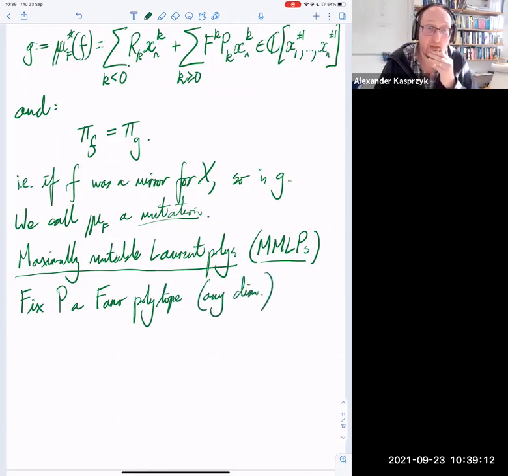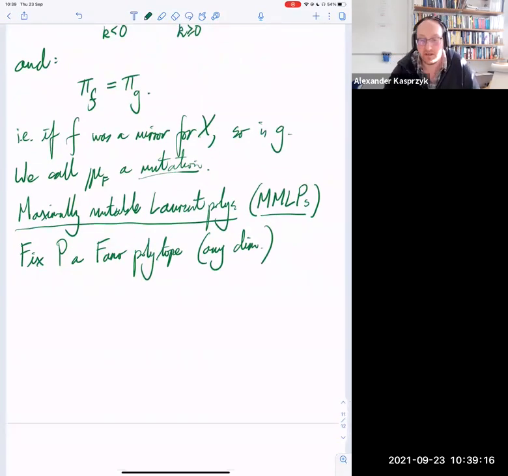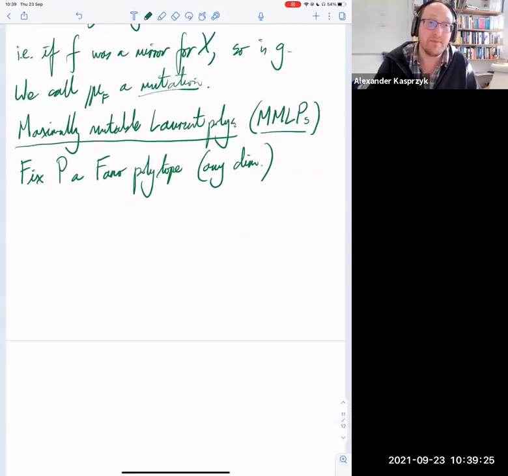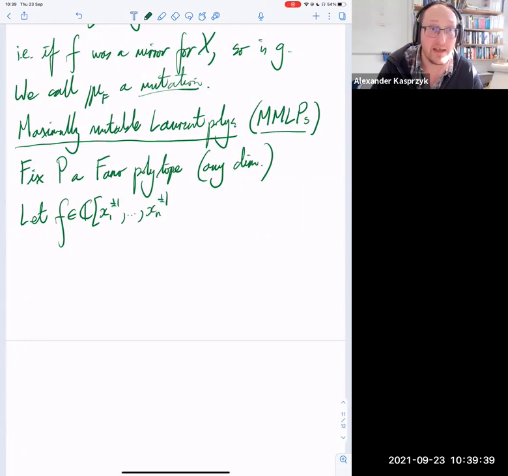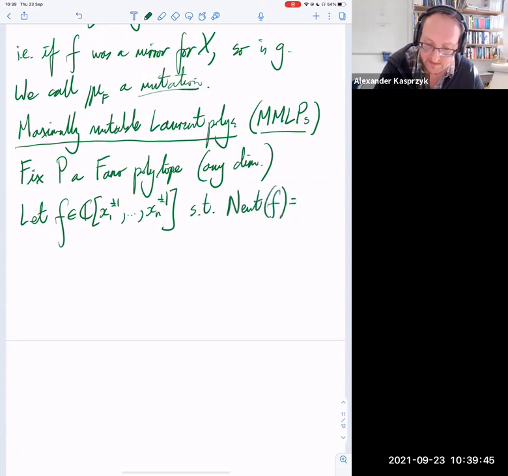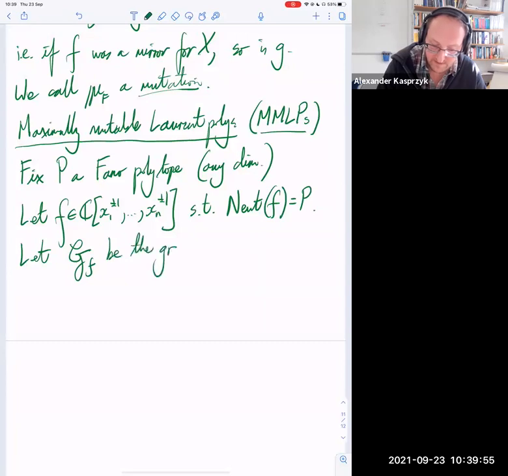Okay, and what I want to do is, again, just like the definition of mutation I gave was lacking some of the details, I'm going to miss out some of the details here, more to just give you a flavor of what the definition is. Look in the arXiv paper if you want the terrible details of this definition. So let F be a Laurent polynomial such that it's supported on P. Okay, and let G of F be the graph generated by all mutations of F.